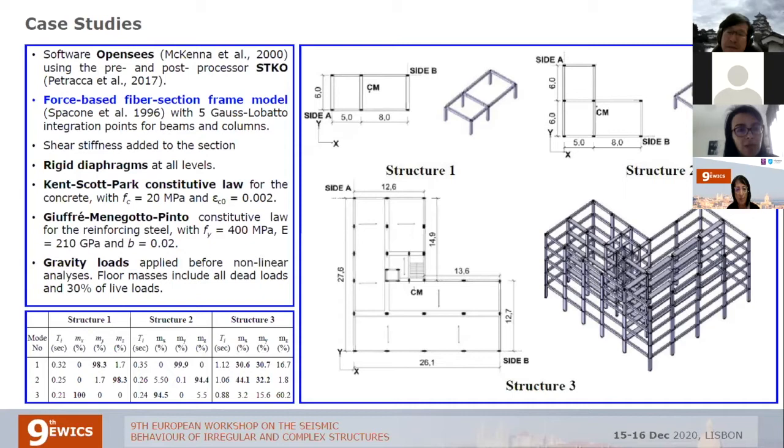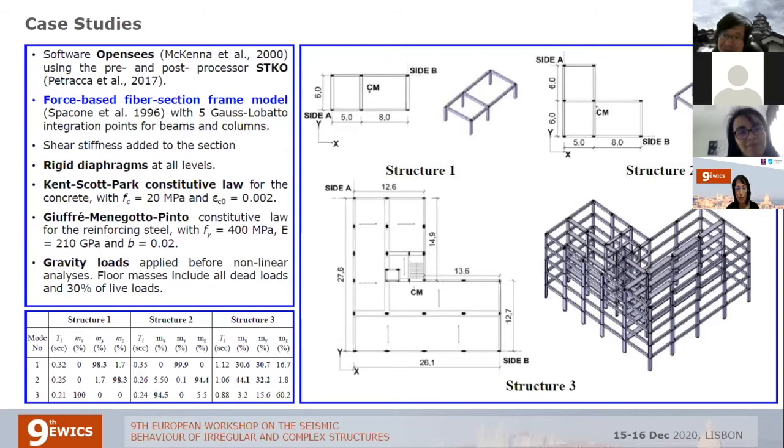For the third structure, we have considered many modes. For the first two structures, of course, no. Yes, but we can see that the sum of the three modes is enough for the study. Along X direction and 75% along Y direction.